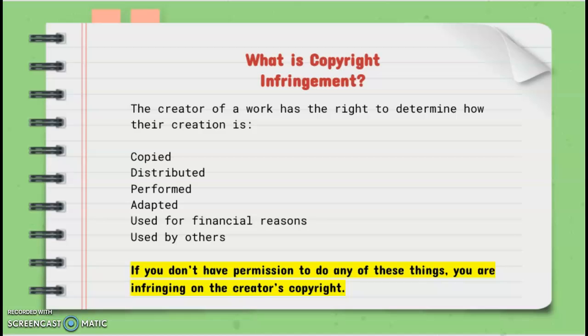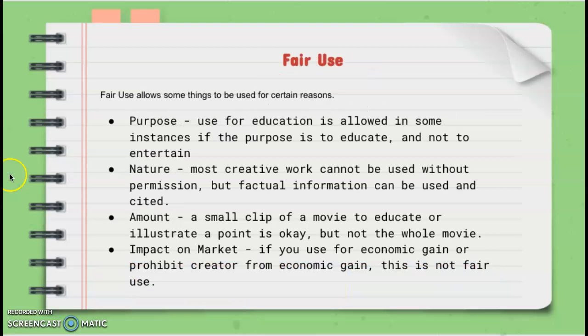So let's talk about what copyright infringement is. Copyright infringement is when you use somebody's work without permission. The creator of a work has the right to determine how the creation is copied, distributed, performed, adapted, used for financial reasons, and used by others. If you don't have permission to do any of these things, you are infringing on the creator's copyright. So if they can prove that you've done any of these things and they decide to sue, they have a legal basis to do so, which is why we want to make sure you understand copyright and what you can't do. So let's talk about what you can do.